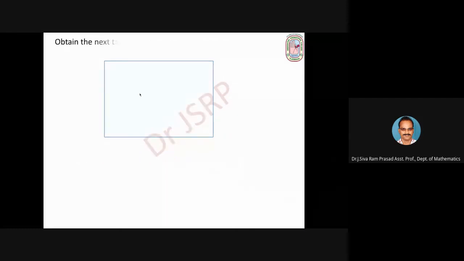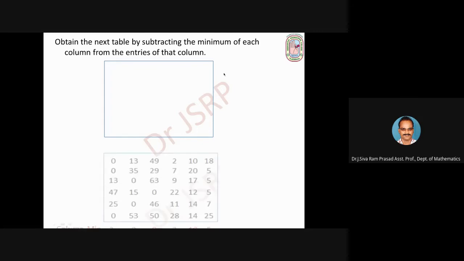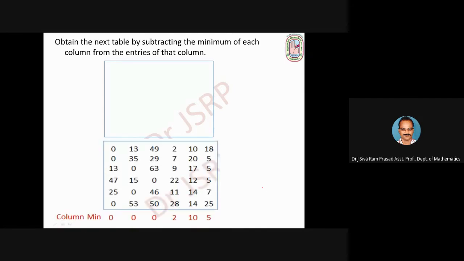So the next step, obtain the next table by subtracting the minimum of each column from the entries of that column. So take this raw table. Since we are subtracting 0 from first 3 columns, the first 3 columns remain same.